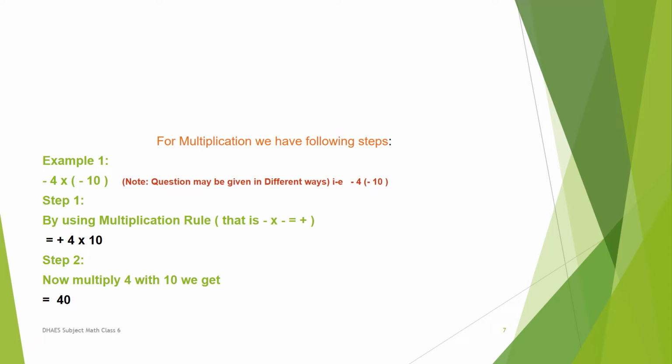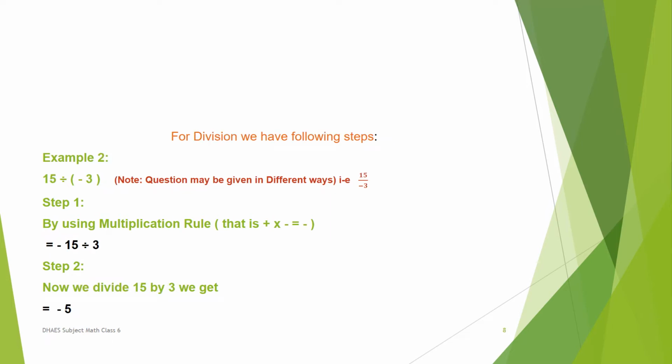Example 1 for multiplication. The question is given: minus 4 multiply minus 10. The question may be given in this form and also in the form of minus 4 bracket minus 10. In both cases you have to solve this question by the multiplication rule and multiply the numbers. In the multiplication rule we know that minus multiplied with minus becomes plus, so we multiply the signs first, that is minus 4 and minus 10. Minus multiply minus becomes plus, so we have plus. Now we have the terms 4 and 10. Now 4 multiplied with 10 gives 40, so plus 40 is your answer.